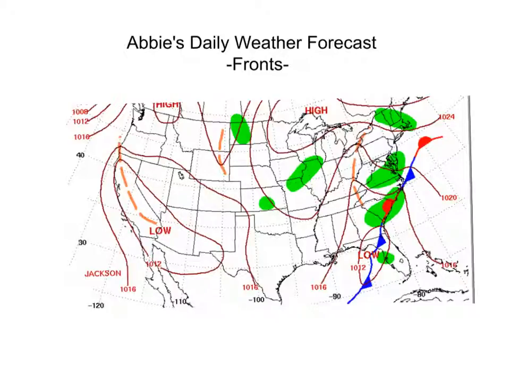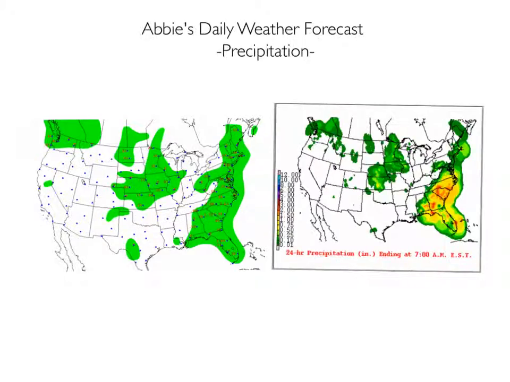According to this map, there is one stationary front off the Atlantic moving northwest, and there is one cold front moving off of Florida into the Atlantic. As you can see on these two maps, we are showing the amount of precipitation and where it is in the U.S.